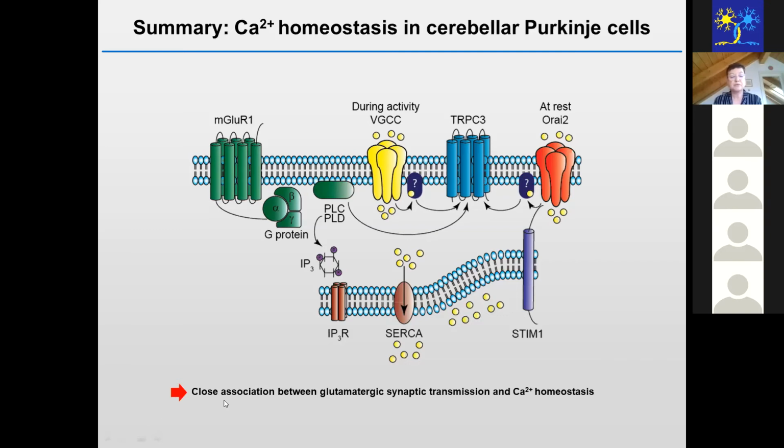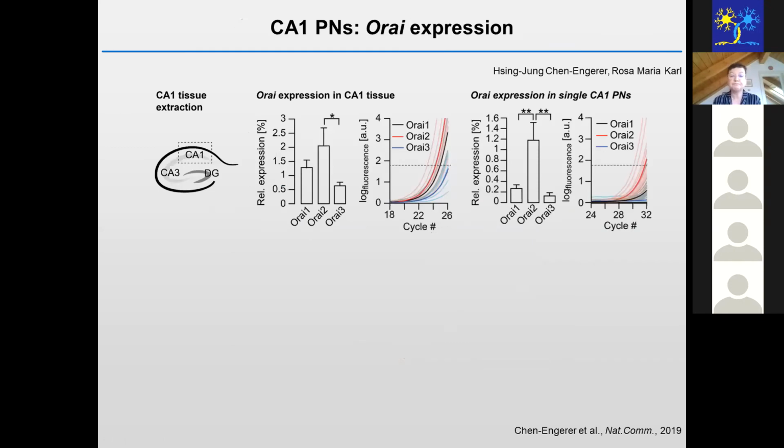Our experiments have demonstrated for the first time a very close association between glutamatergic synaptic transmission and calcium homeostasis by the interaction between STIM, Orai, TRPC3 and voltage-gated calcium channels. So how does this all look in CA1 pyramidal neurons? We started out with a characterization of these mechanisms using RT-PCR mRNA screening for the 3 Orai homologs in excised CA1 tissue and in single pyramidal neurons harvested again from acute hippocampal slices, and we found transcripts for all 3 Orai homologs.